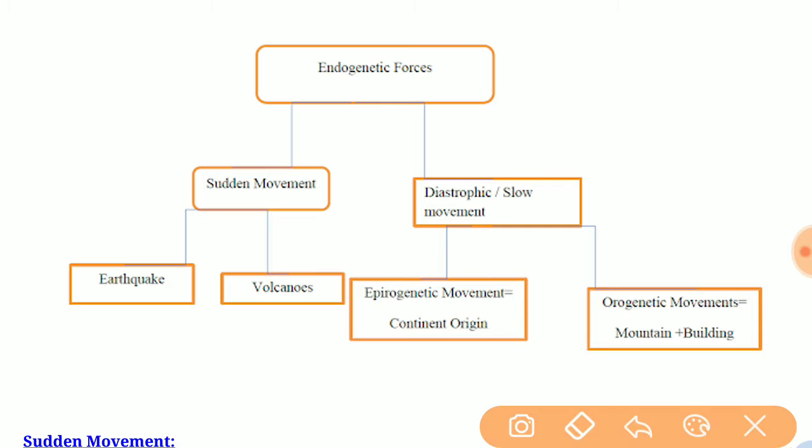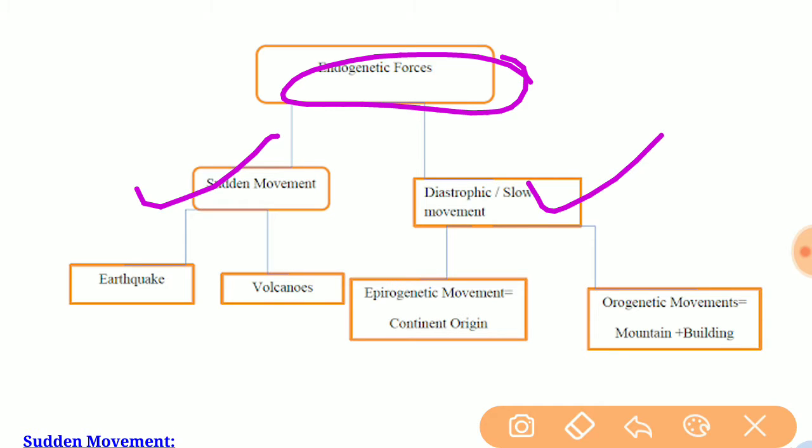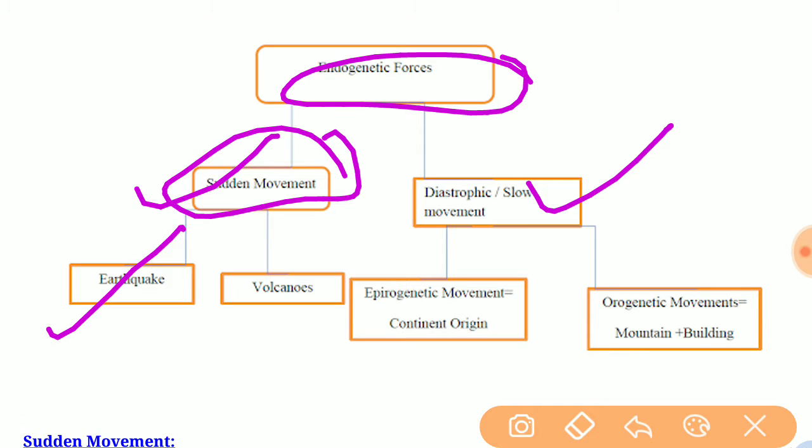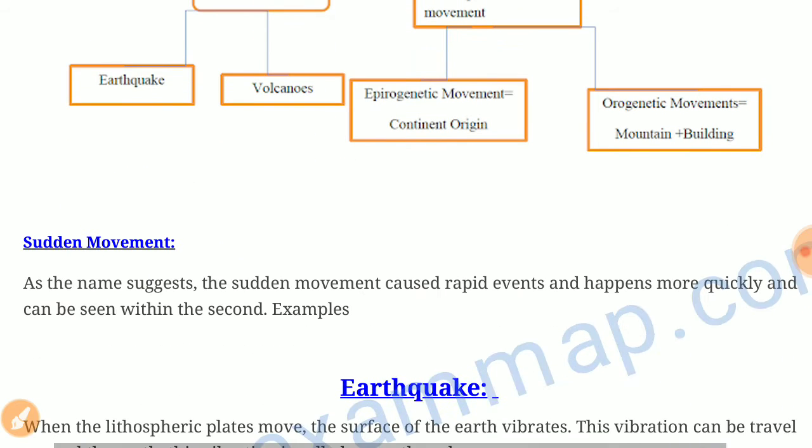There are two types of endogenic forces. The first one is sudden movement, the second one is diastrophic or slow movement. Sudden movement has two parts: earthquakes and volcanoes. Diastrophic or slow movement also has two parts: epeirogenic, which means continent building, and orogenic, which means mountain building.